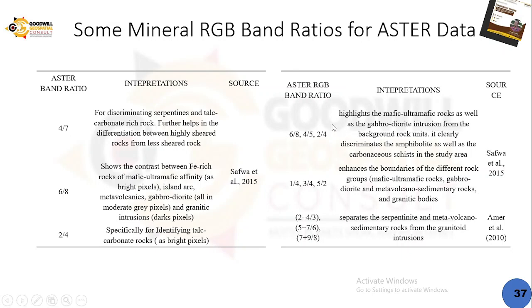Then this RGB color combination for band ratios of these bands is used to highlight mafic to ultramafic rocks as well as gabbro diorite intrusions from the background rock unit. It clearly helps to distinguish the amphibolite as well as carbonaceous schist in the study area. These are the reference authors, so we can hop onto these people and dissect their works.